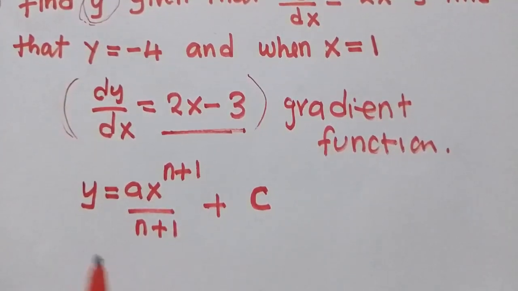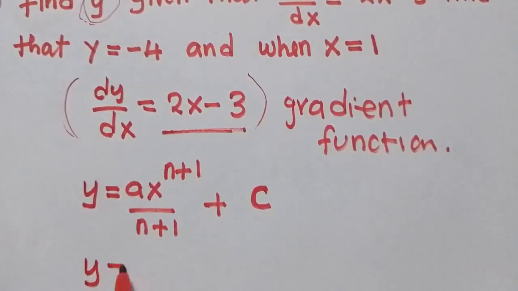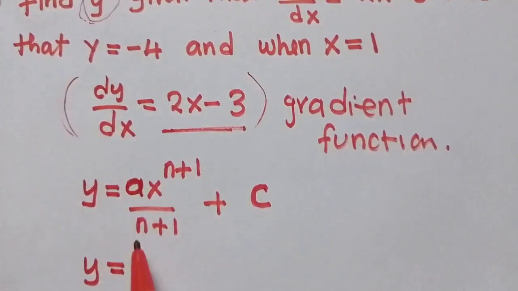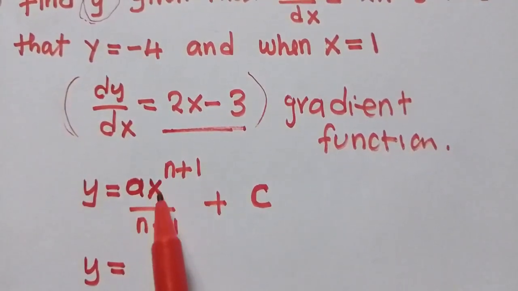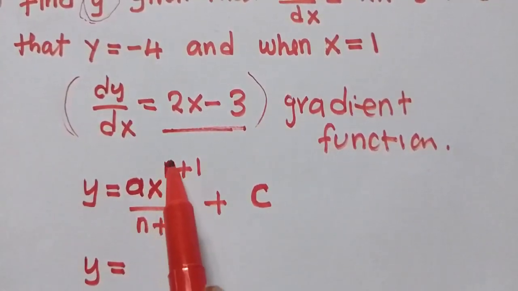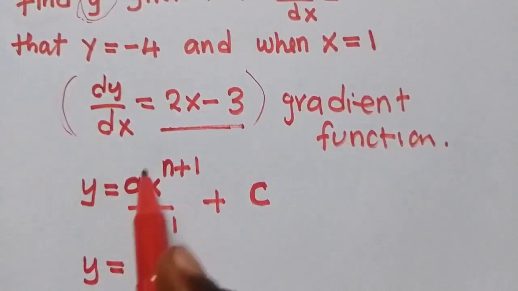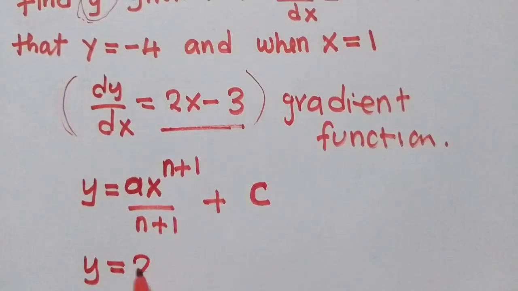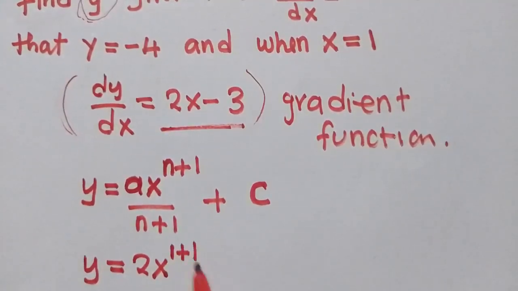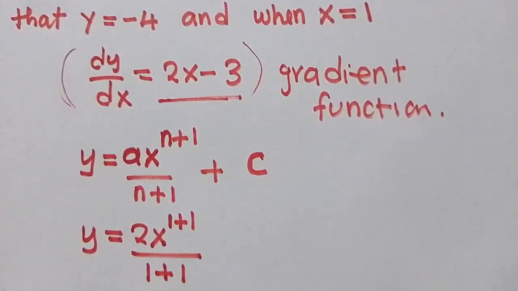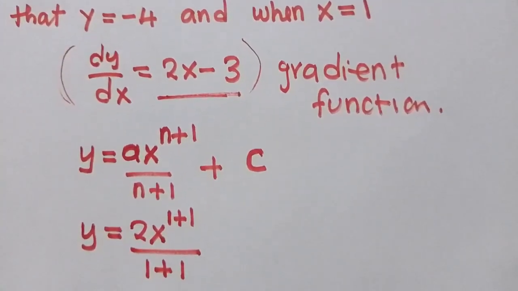So now I'm going to say y is equal to, you know that your a is your coefficient, x is the variable, and n is the power. Which means that for the coefficient you just say 2x, the power is 1, so you say plus 1. Then you say over, the power comes down, 1 plus 1.